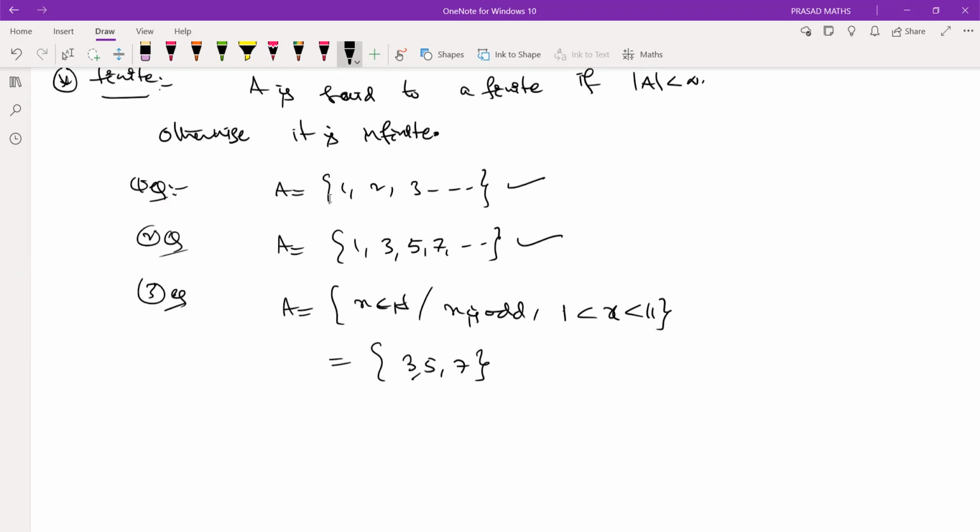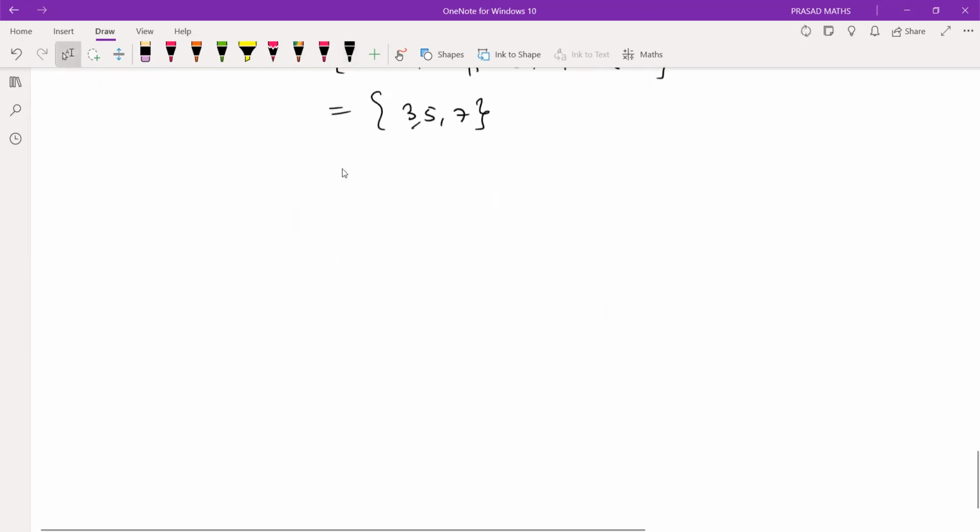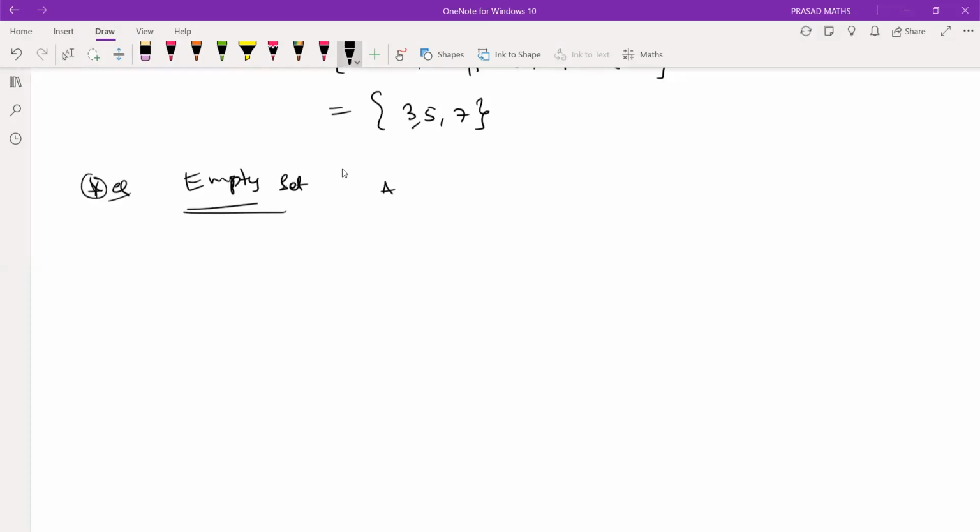Next, we define the different types of sets. The first one is the empty set. What does it mean by an empty set? A set which has no elements. You take this as my empty set because it has no elements.